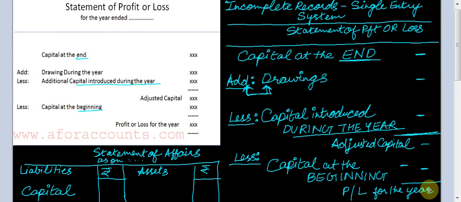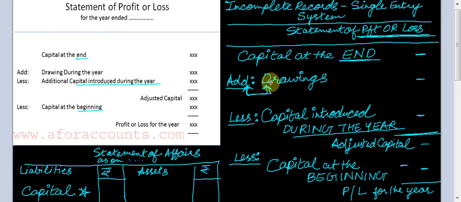When I have incomplete records, I need to prepare accounts on single entry system. I need to prepare statement of affairs. Statement of affairs will not be based on a trial balance, but a balance sheet is based on a trial balance. I need to make statement of affairs to know the capital at a given point of time. So this is prepared just like a balance sheet, but with incomplete information. That is the difference. And for knowing the profit and loss, I will prepare statement of profit and loss.